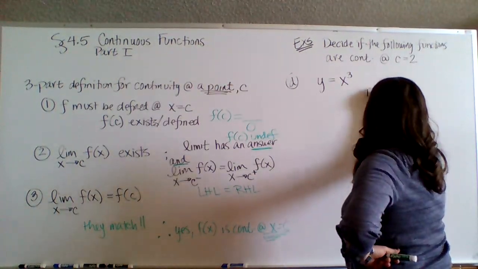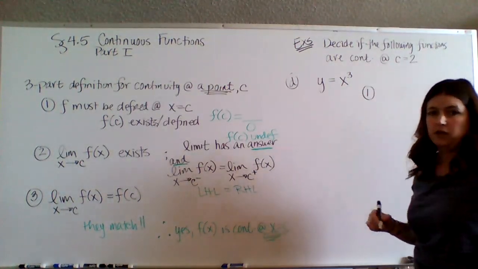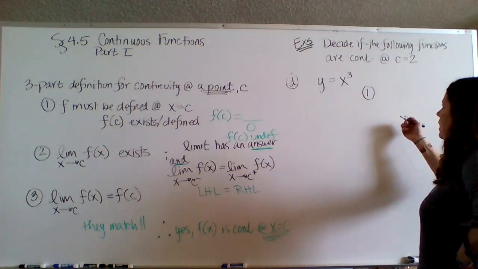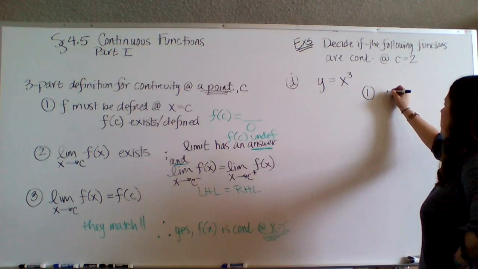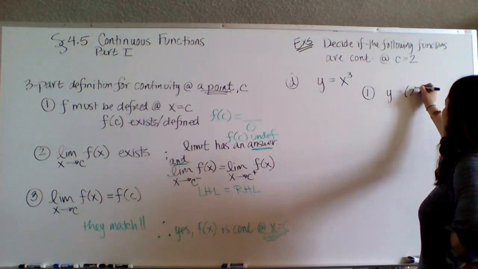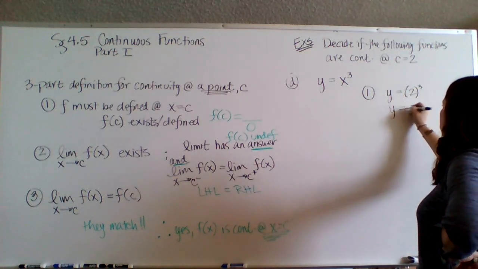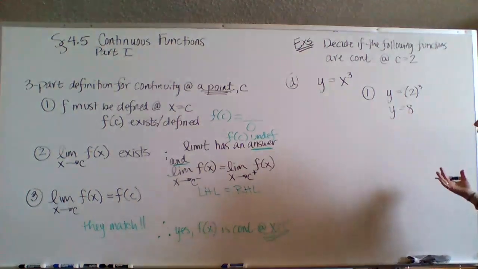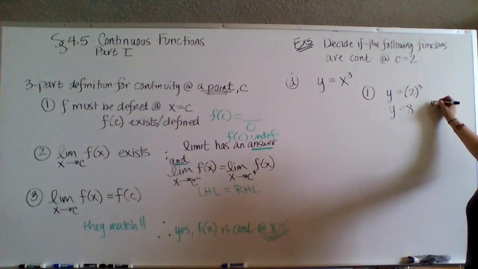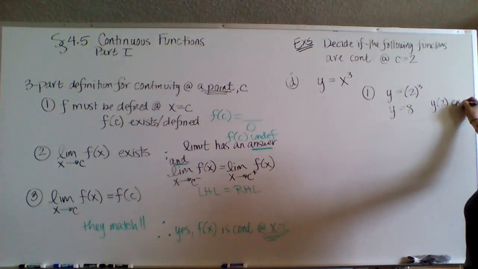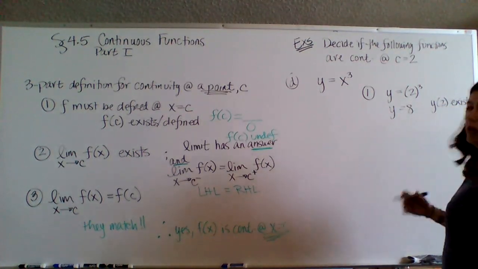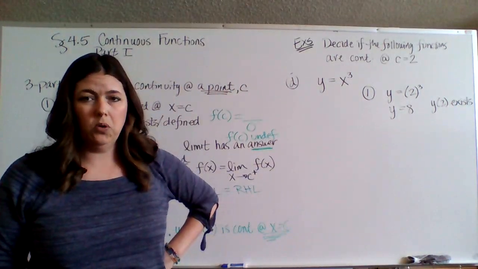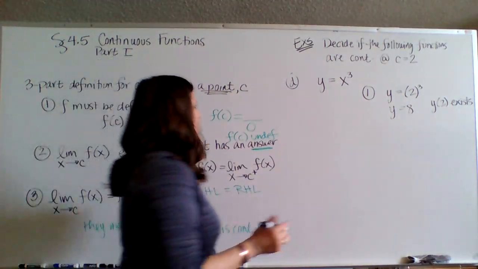So part 1 of the 3-part definition is, does the function value exist? So if I plug in 2, do I get out an answer? Well, if I try to plug in 2 to my rule for y equals 2 cubed, oh yeah, y would equal 8. So part 1's fine because I can plug in 2. So y of 2 exists. Or you could say y of 2 is defined. I didn't get division by 0. So part 1, totally okay.